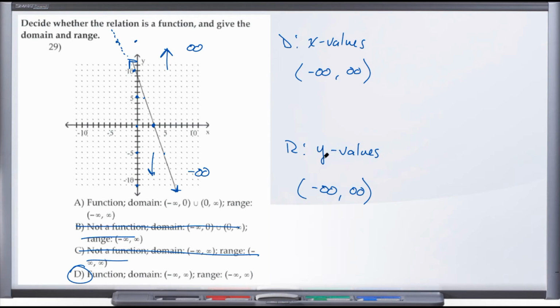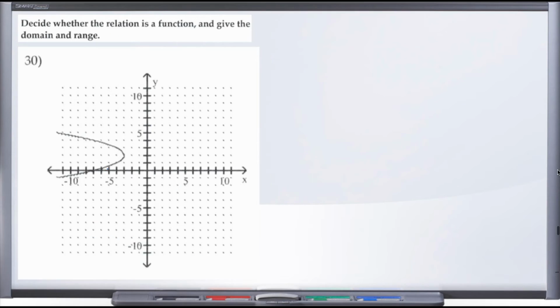All right, so let's go ahead and take a look at number 30. Again, decide whether the relation is a function and give the domain and range. Well, the first part's pretty easy, right? We're just going to drop a vertical line through our graph and see what happens. Well, we touch one place, touch two places, so right away we know this is not a function. All right, and now it wants the domain and it wants our range. So let's take a look and see what that means.